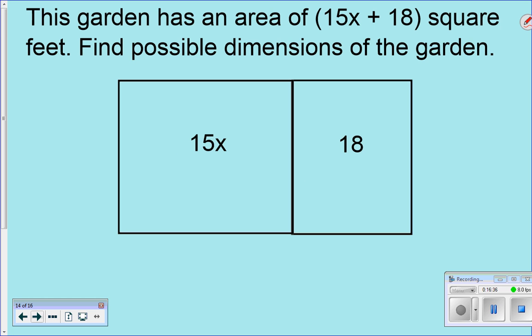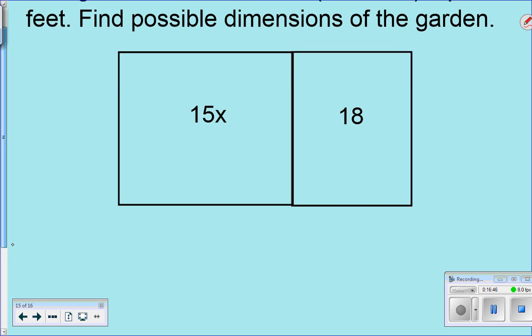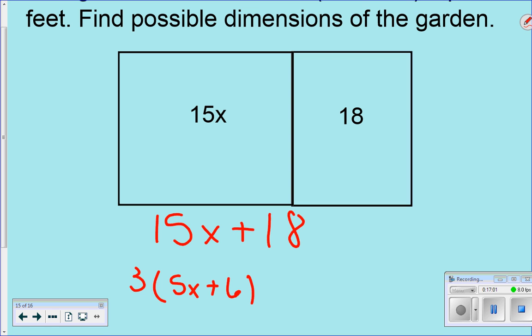One thing I do want to show you is this, though. In your homework today, it's going to give you a picture. Don't freak out when you see the picture, you guys. This is just like what we've been talking about. All you need to do is, if this is the area of your garden, add the areas together. Guess what it looks like? And then you factor. That's it. So it would be 3 times 5x plus 6, right?